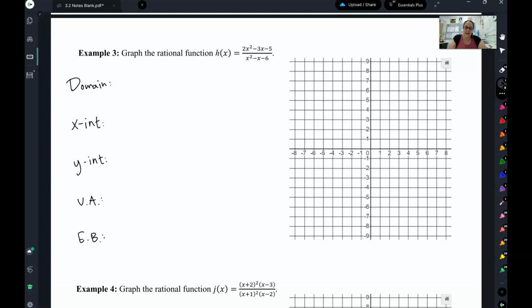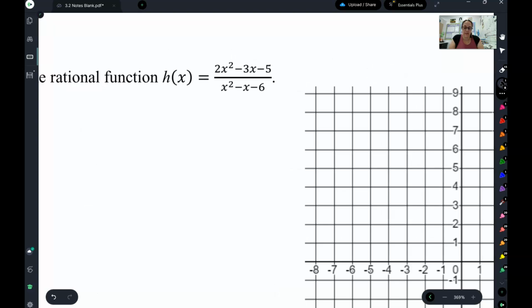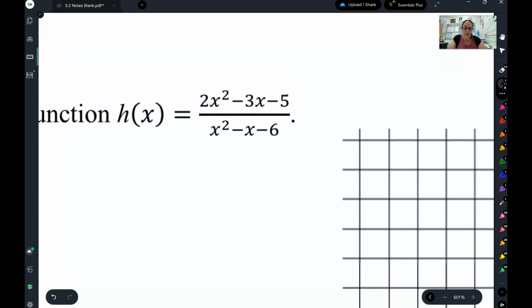Let's take a look at example 3. Now, notice that this one is not given to you factored at all. So let's factor this together first, and then I'll have you pause the video to find your 5.